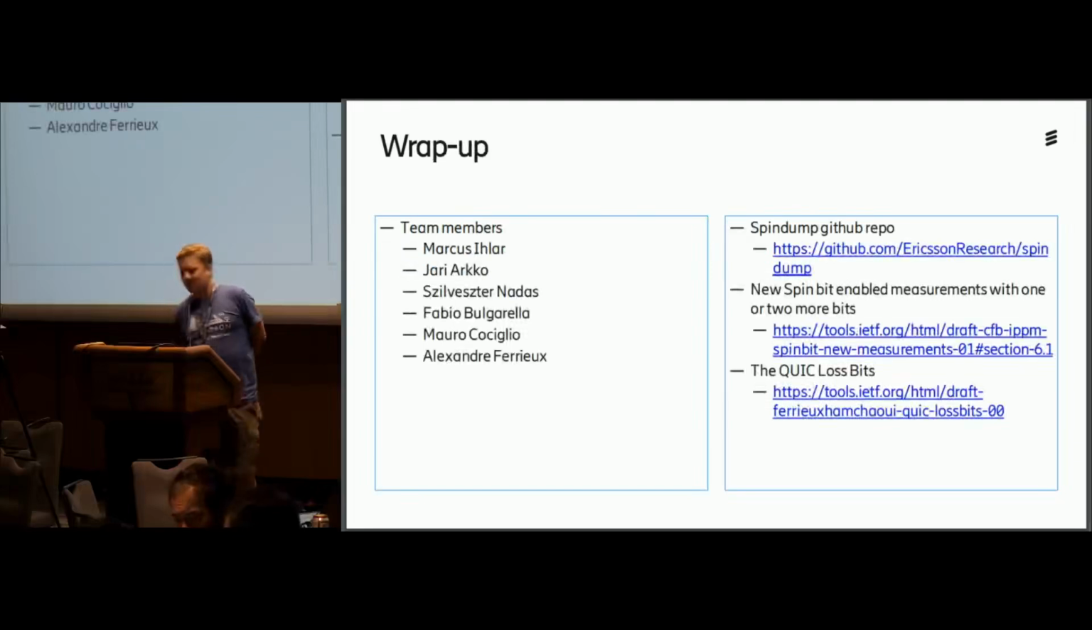So this was done with me, Mark Zillar, Jari Arko, Sylvester, Fabio, Mauro, and Alexandre. You can find our tool, the Spin Dump, at GitHub, and the new measurement proposals you can find at these links. So yeah, that's it.